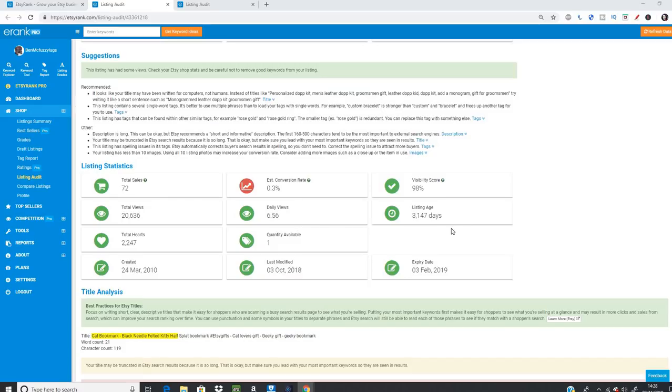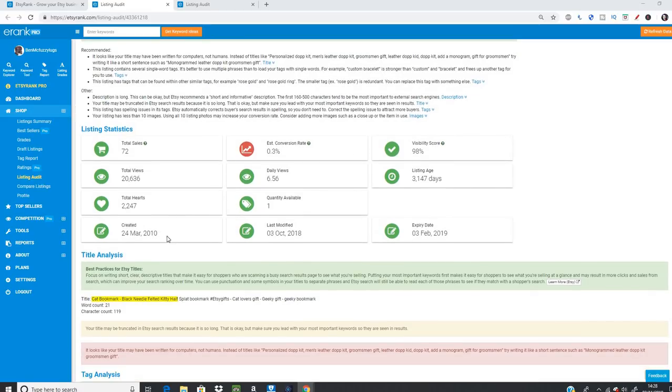It's a fairly old listing. This was actually made in 2010. Funny story with this, my splat bookmarks with the paws and tail of an animal poking out the end. This was something I just had in a dream. Totally weird. I was obviously thinking about my shop too much. Had an idea for this, made it, and it's been a bestseller.